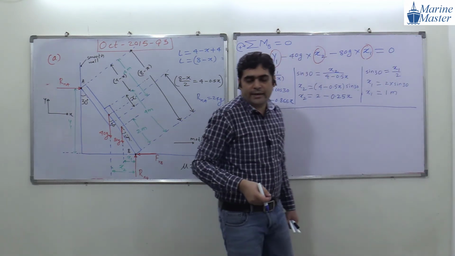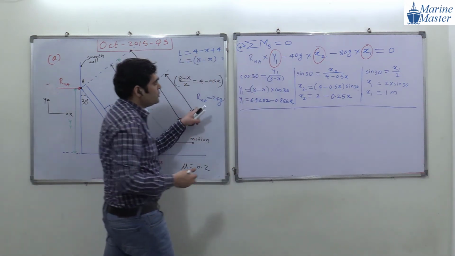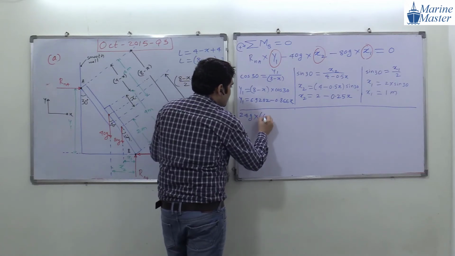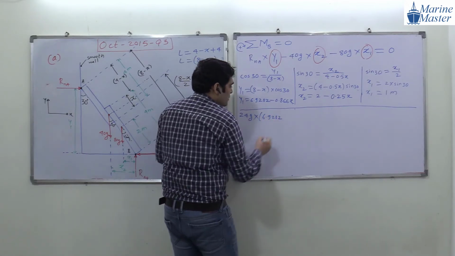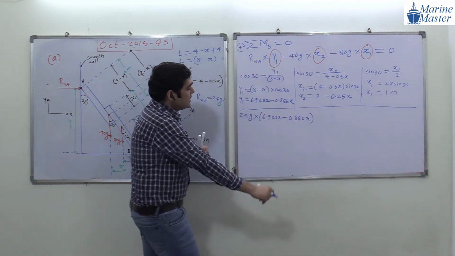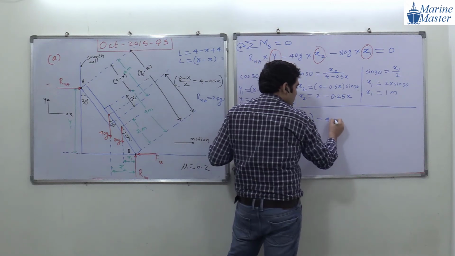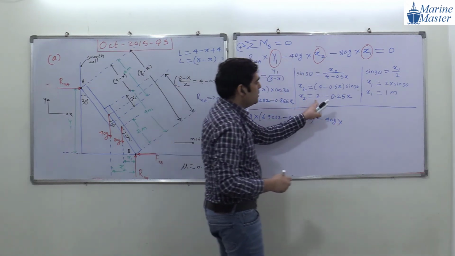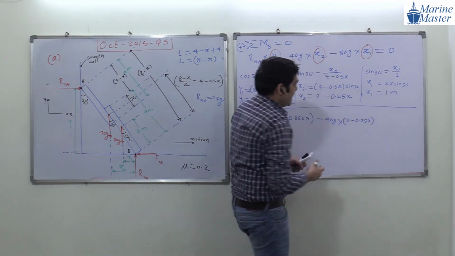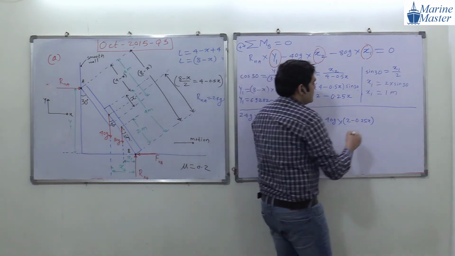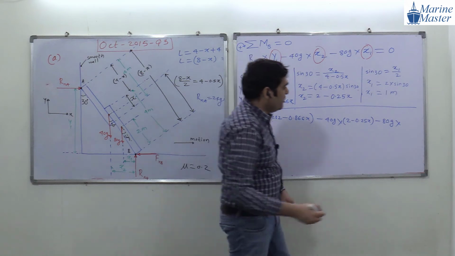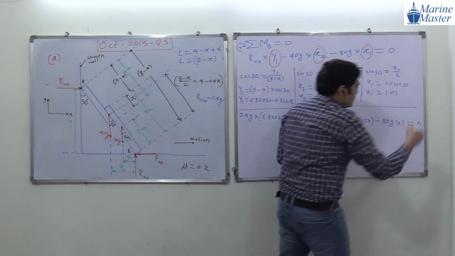So what is the value of RNA? RNA is 24G into y1, that is 6.9282 minus 0.866x. Okay, it is in bracket. Then minus 40G. What is the value of x2 we got? 2 minus 0.25x. Okay, try to observe the scenario. Minus 80G into the value of x1 we got, 1 meter. Here I am writing it is equal to 0. Check it, guys.